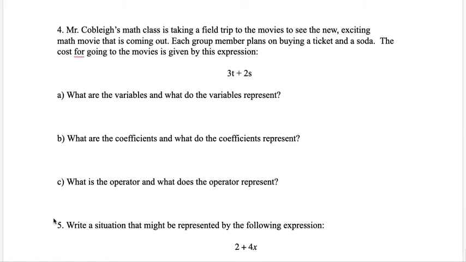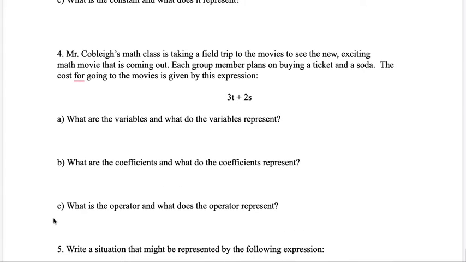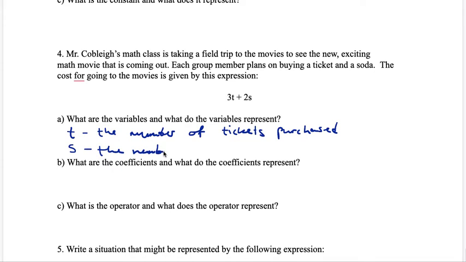Here's another example here, right? So we've got this math class, going to the movies. Again, we're assuming that T is for ticket and S is for soda, not the other way around. In this case here, we've got our variables. We can define them whichever way we want, but I would suggest that T is the number of tickets purchased, and S being the number of sodas purchased.